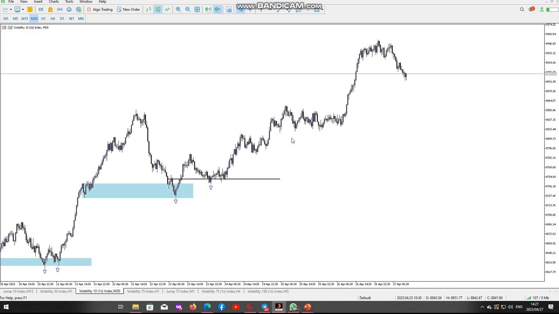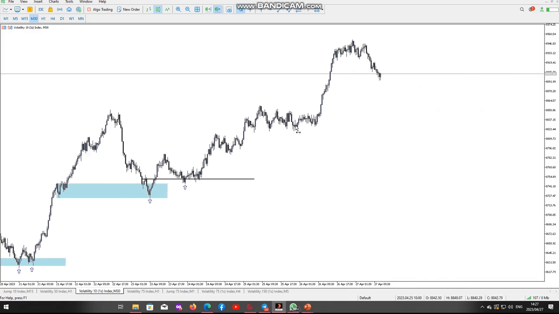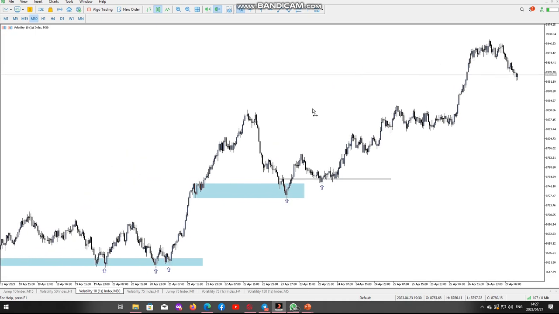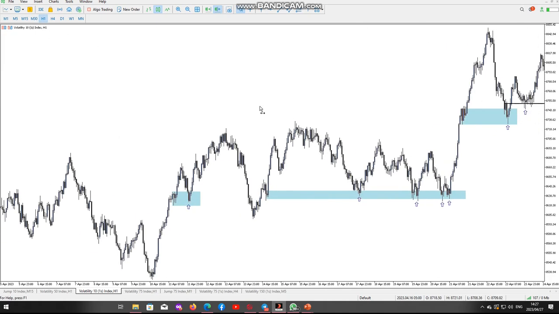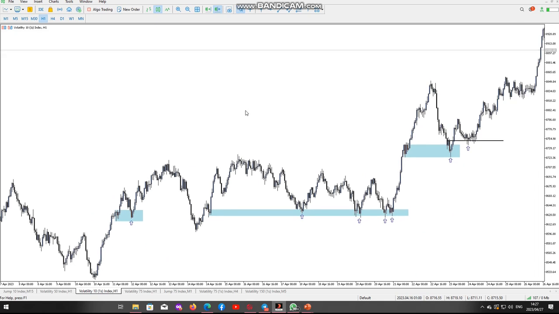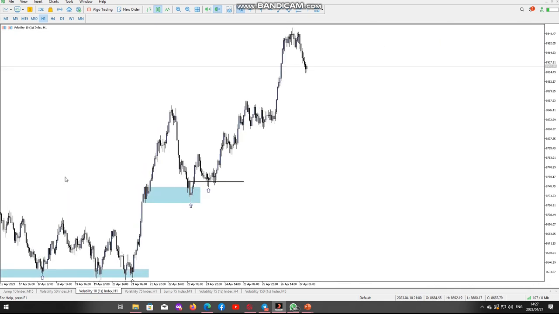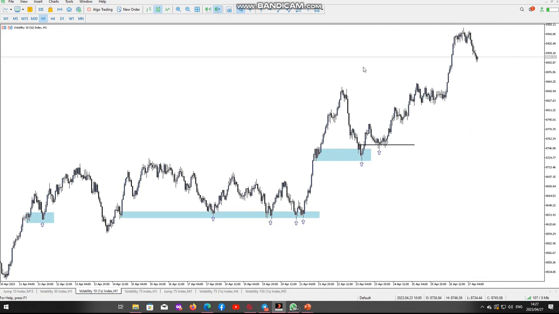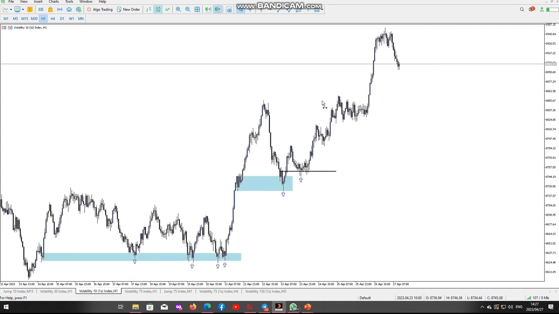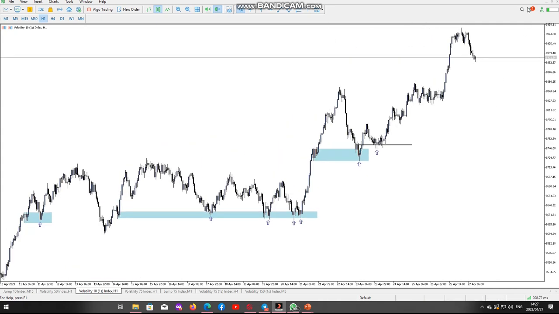If you don't understand, go back to your PDFs and try to study these things, guys. This was just an explanation showing you that you can link order blocks together with the market structures. Simple like that. So guys, this is the end of our session on order blocks. It was just a summary, guys.